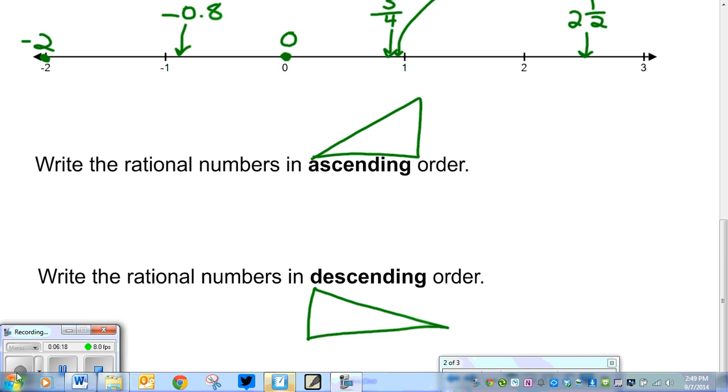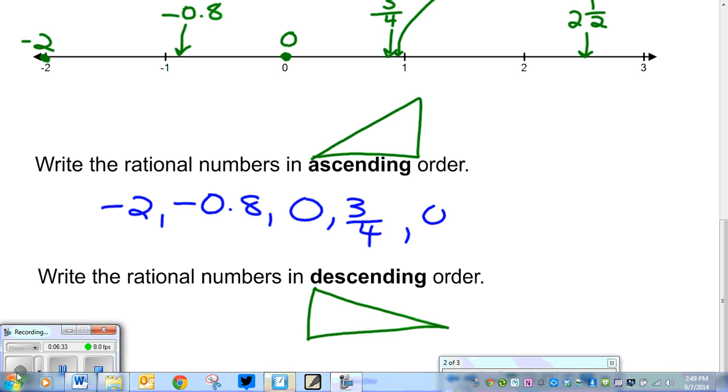Sometimes it helps to think of money. So -$2 in your bank account is the least amount of money on this number line. So we're just going to write them in order. -2, -0.8, 0, 3/4, positive 0.875, and then positive 2.5.